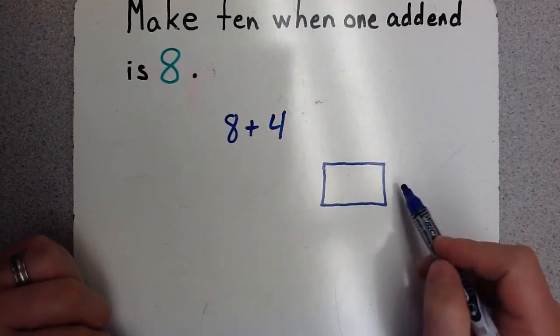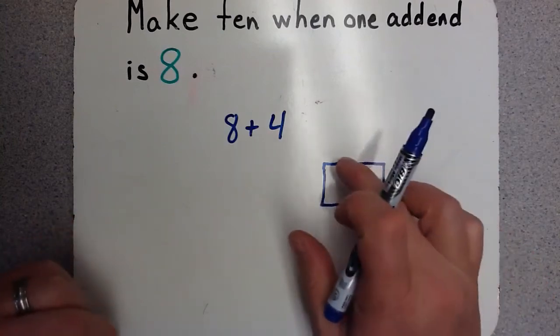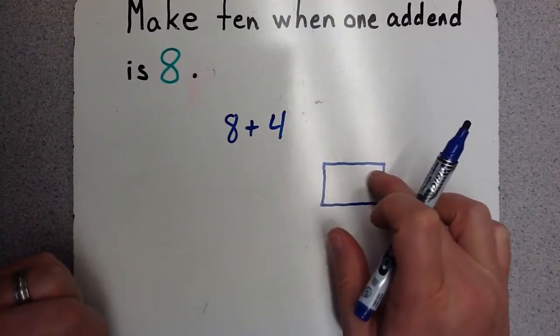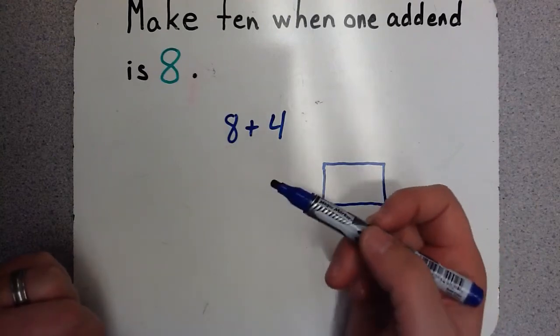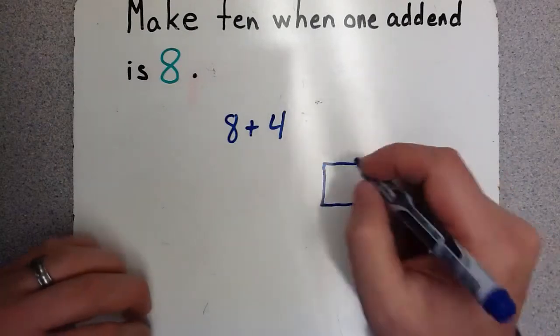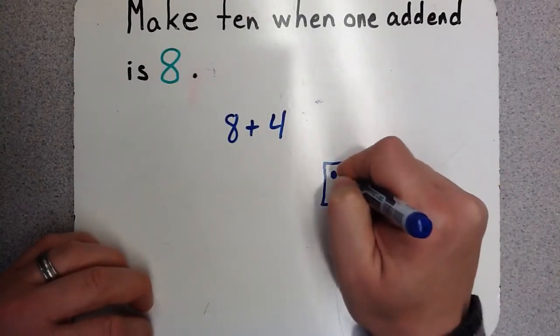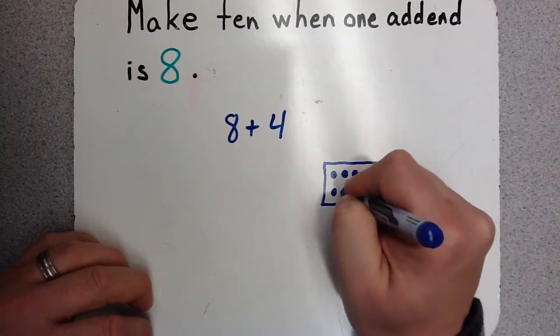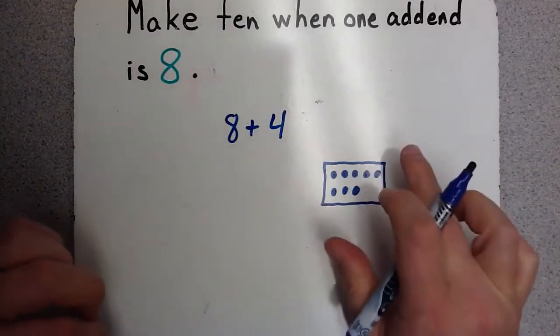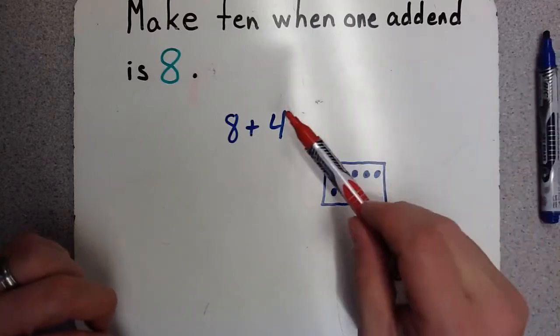And I could separate this into 10 boxes, but I'm just going to leave it as a 10 frame, and we're going to put 5 across the top and then 5 across the bottom. So first we have 8. I'm going to use my blue marker to show my 8. 1, 2, 3, 4, 5, 6, 7, 8. So there's my 8. Now I'm going to switch to red to show my 4.